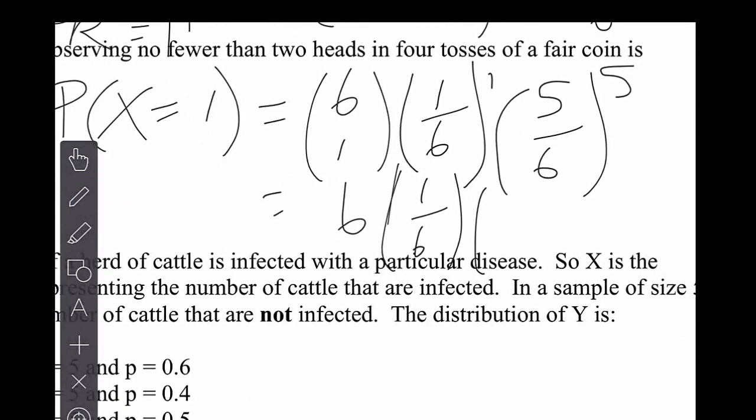Making it bigger always helps. Okay, so you know how to punch this into your calculator. You can further simplify. These will cancel. So all you're going to put in your calculator is 5 divided by 6, and then to the power of 5. And you will get the answer.